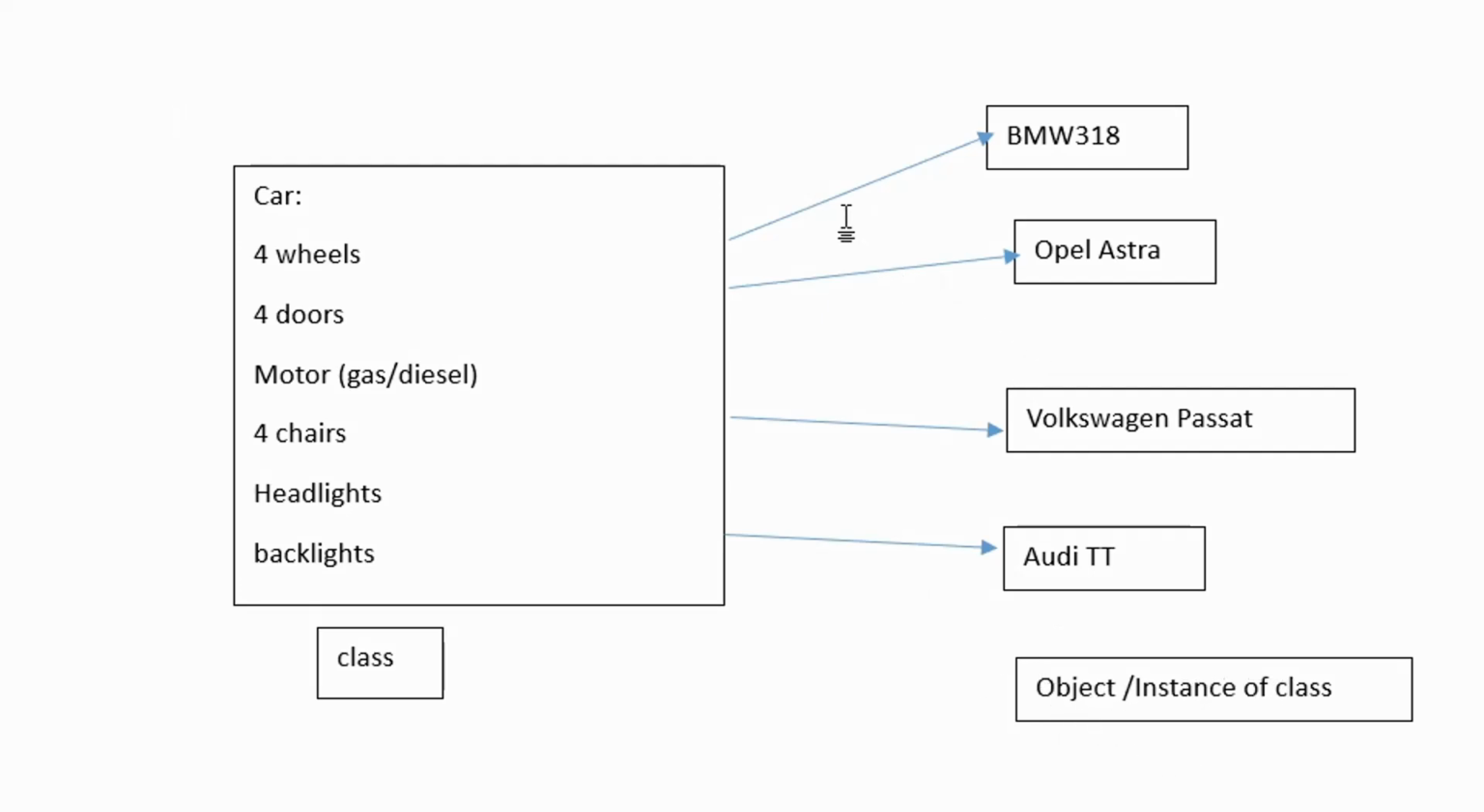And in this case we could say, okay, I create a BMW 318, which is a car, and that car has 4 wheels, 4 doors, it has a motor, gas or diesel, it has 4 chairs, headlights and backlights. And the same if we create an instance of this car, which we call an Opel Astra. It still has the same properties. As has a Volkswagen Passat, as has an Audi TT, but the exact implementation of these things might differ.